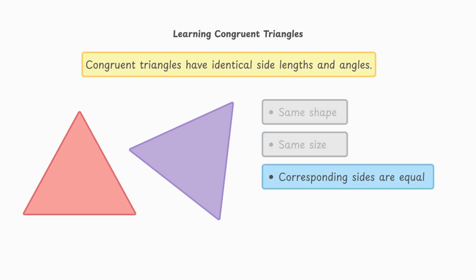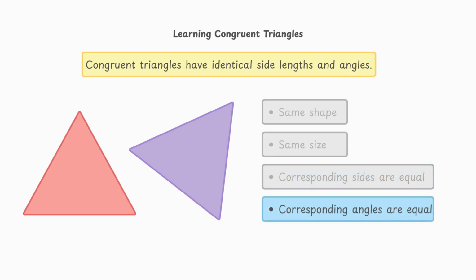Now let's go deeper. When we say corresponding sides are equal, we mean each side in one triangle matches a specific side in the other triangle. So if one side is 5 centimeters, the matching side must also be 5 centimeters. Now the same idea applies to angles. Corresponding angles are equal. So if one angle is 60 degrees, the matching angle must also be 60 degrees.